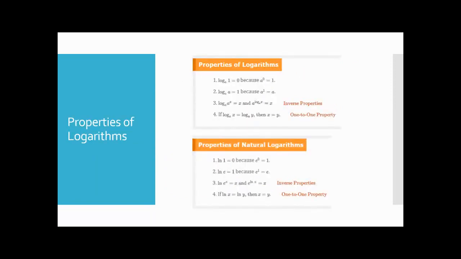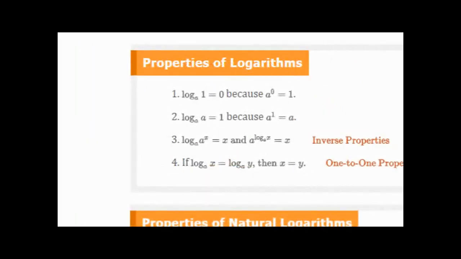Okay, so now we have some properties of logs. Basically, when does it equal 0? When are you going to get 1? When are you going to get the same thing out? And then there are these things called the inverse and one-to-one properties. I'm going to zoom in a little bit here. They're basically the same properties, whether it's a log or a natural log.